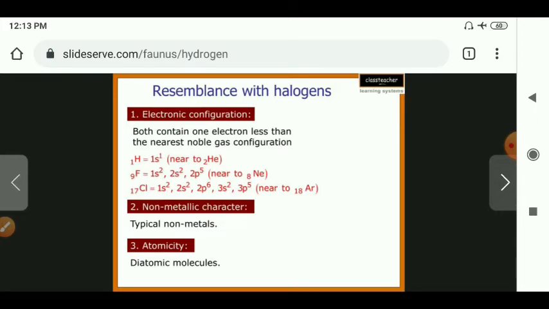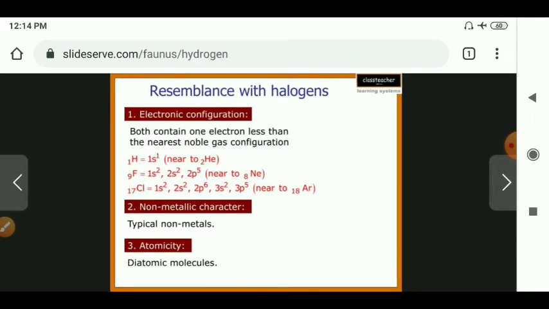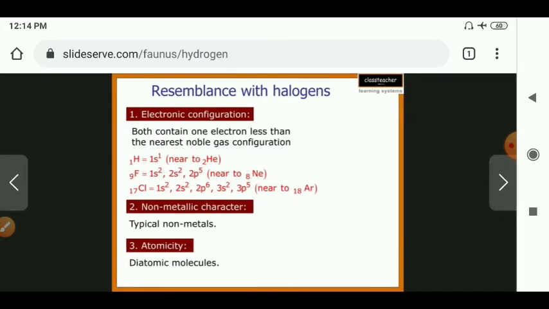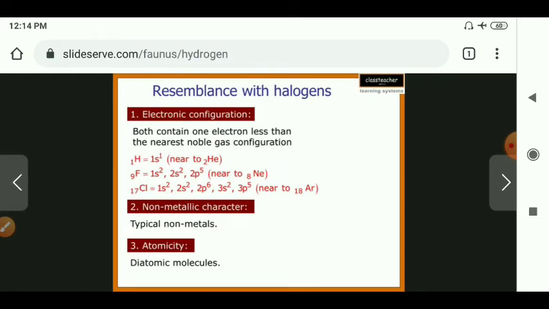So, next property, non-metallic character. Hydrogen is a non-metal, and the halogens are also non-metals. Both are typically non-metals. Next, what about atomicity? Hydrogen exists as dihydrogen, so it is a diatomic molecule. Halogens are also diatomic molecules.